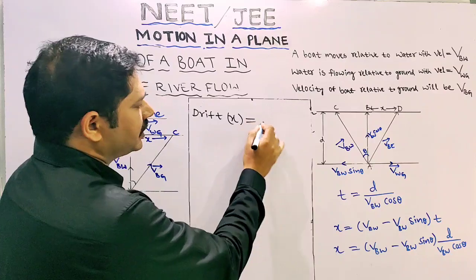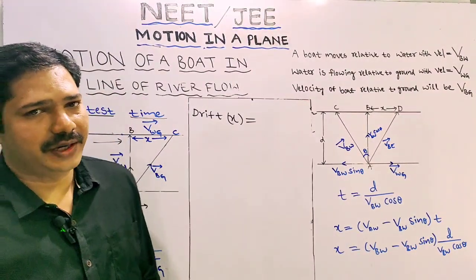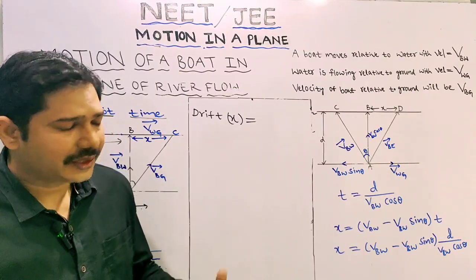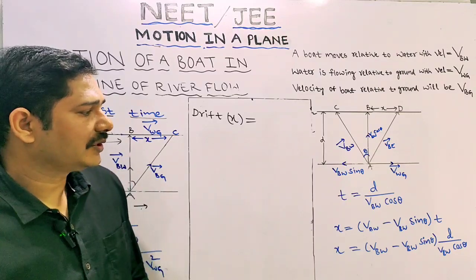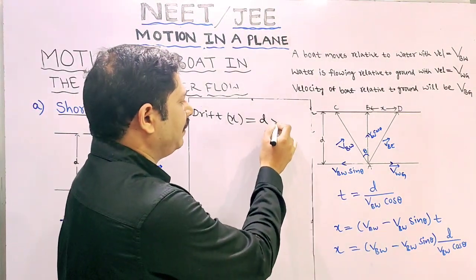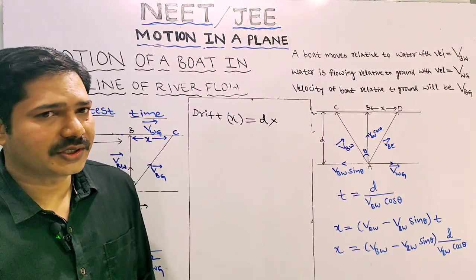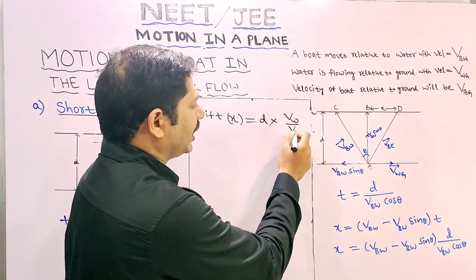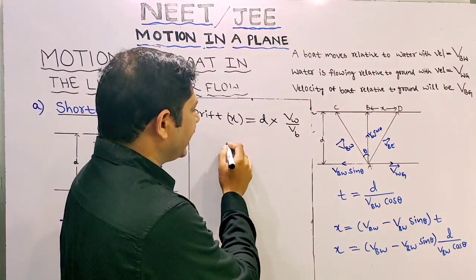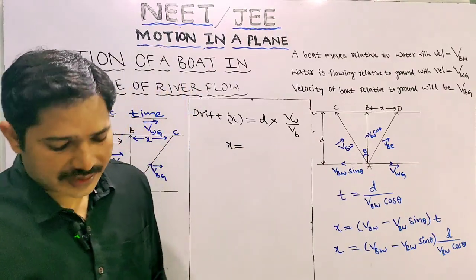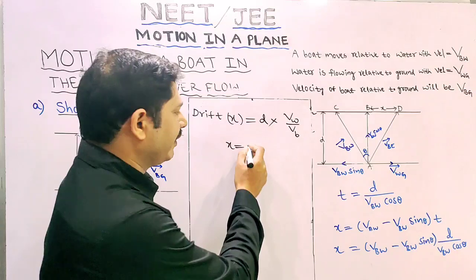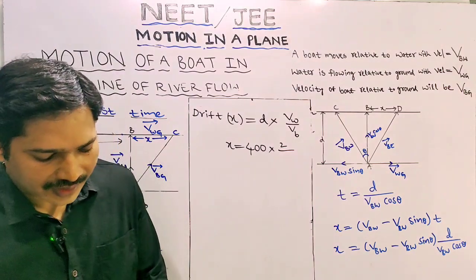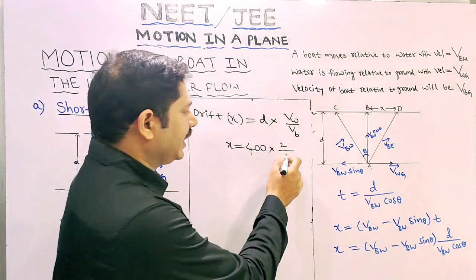We know that drift distance equals speed into time. For drift we already found the formula. What is the formula? Drift x equals the width of the bank times the water velocity divided by the boat velocity. Here the width is given, 400 meters, the water speed is given as 2 km per hour, and the boat speed is given as 8 km per hour.